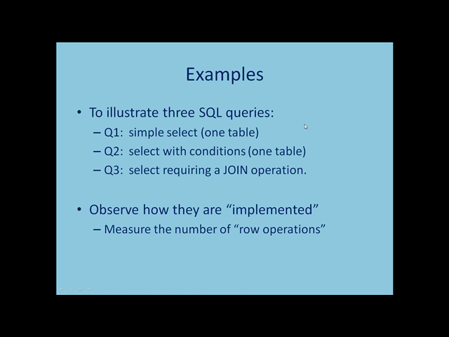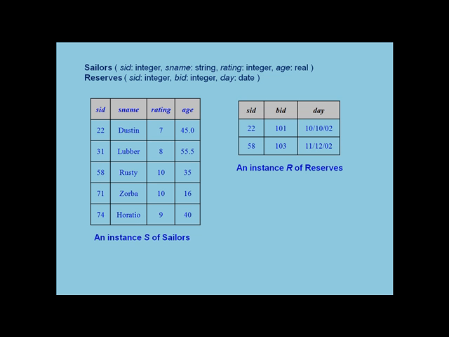Examples. To illustrate three SQL queries. Query 1: simple select, one table. Query 2: select with conditions, one table. Query 3: select requiring a join operation. Observe how they are implemented. Measure the number of row operations. We have two tables: sailors with fields sid integer, sname string, rating integer, age real; and reserves with sid integer, bid integer, and date.